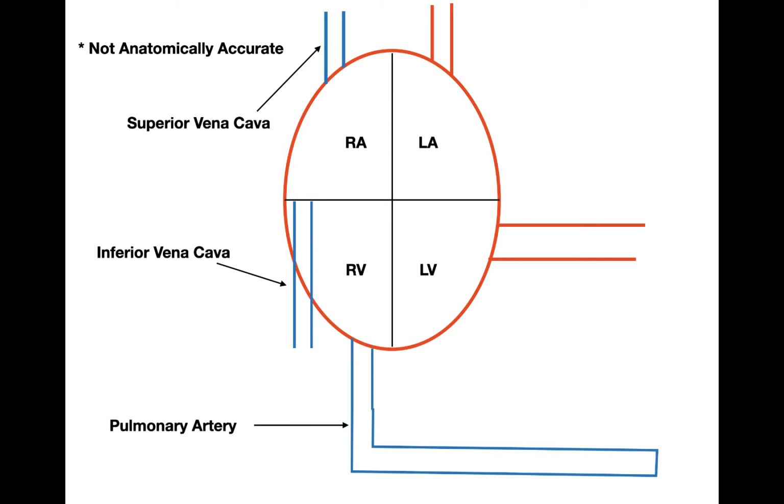Now the next vessel that you should consider is the pulmonary artery. The pulmonary artery takes deoxygenated blood from the right ventricle and carries it to the lungs where it will be oxygenated. The next vessel is the pulmonary vein. This takes oxygenated blood from the lungs and empties it into the left atria. And then the last one is, of course, the aorta. The aorta is what takes blood away from the left ventricle and delivers it to the rest of the body through arteries and arterioles and capillaries, etc.